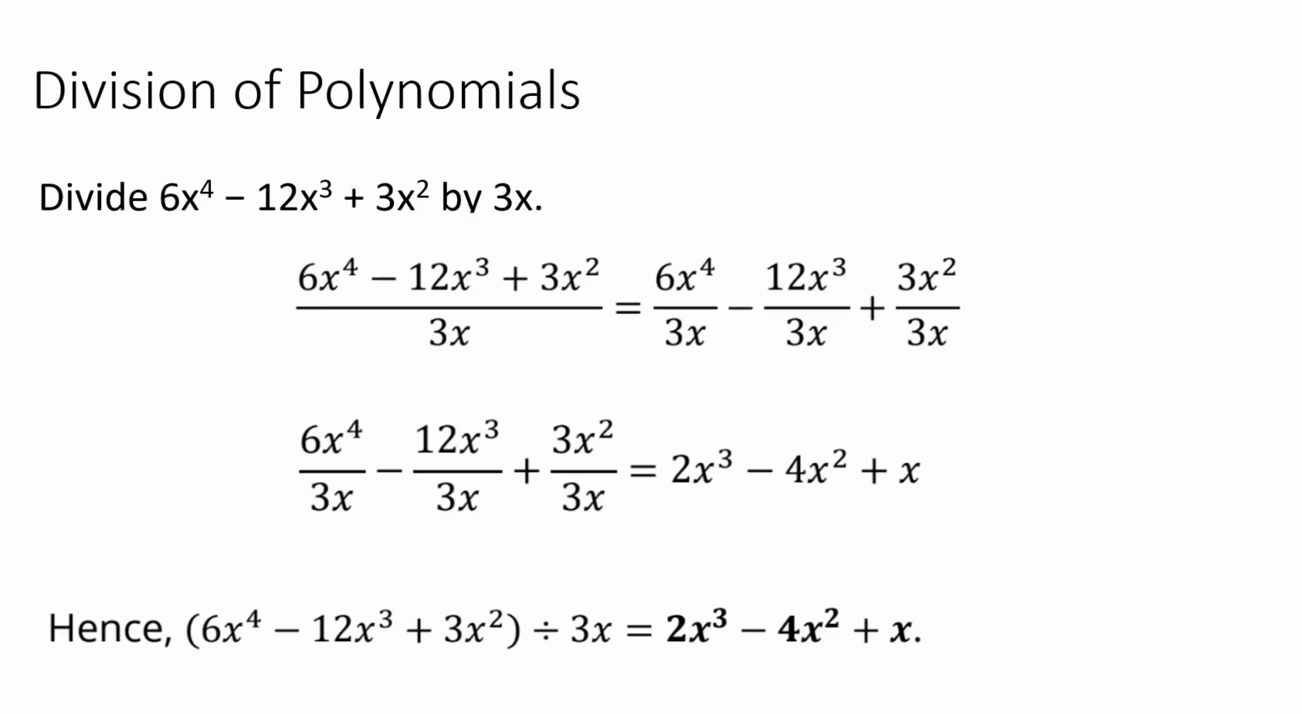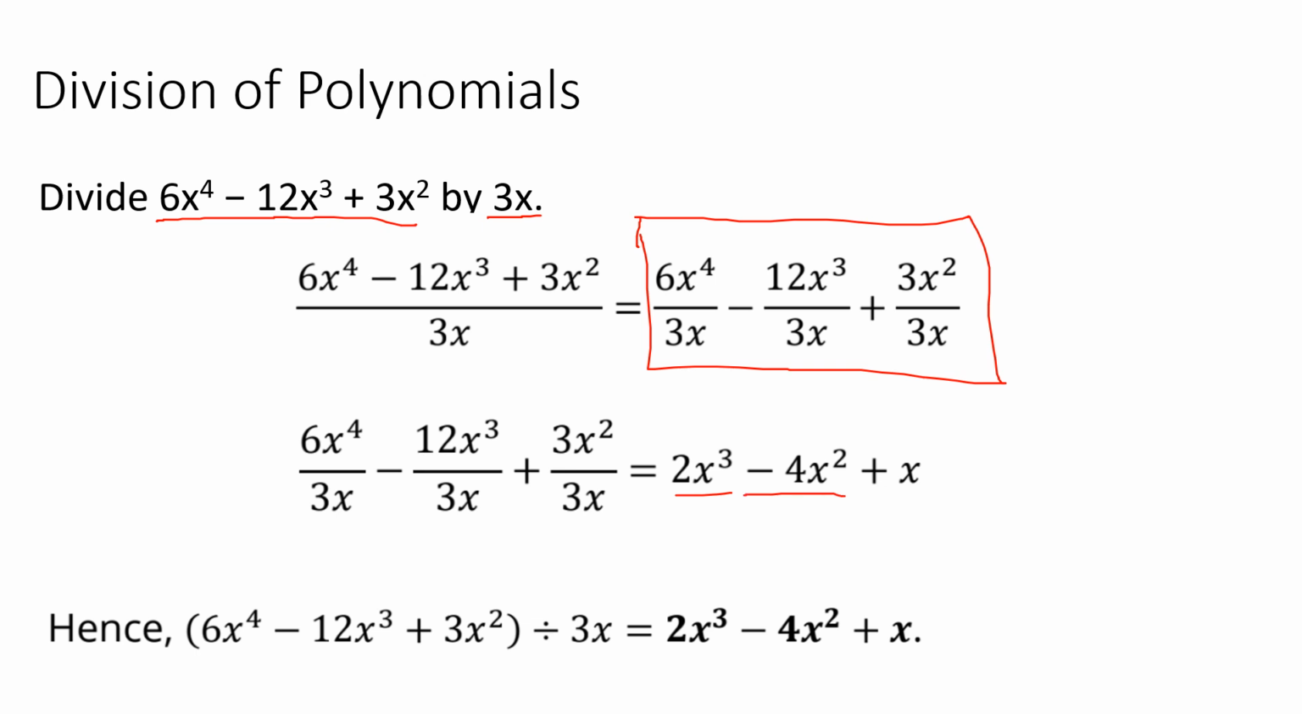Another example: divide 6x raised to 4 minus 12x cubed plus 3x squared by the monomial 3x. Just like the example a while ago, we can rewrite it like this. Distribute the monomial to each term of your dividend. It will become 6x raised to 4 all over 3x minus 12x cubed all over 3x plus 3x squared over 3x. Applying the laws of exponent, 6x raised to 4 over 3x will become 2x cubed, 12x cubed over 3x will become minus 4x squared, and 3x squared divided by 3x will become x. So therefore, the final answer is 2x cubed minus 4x squared plus x.